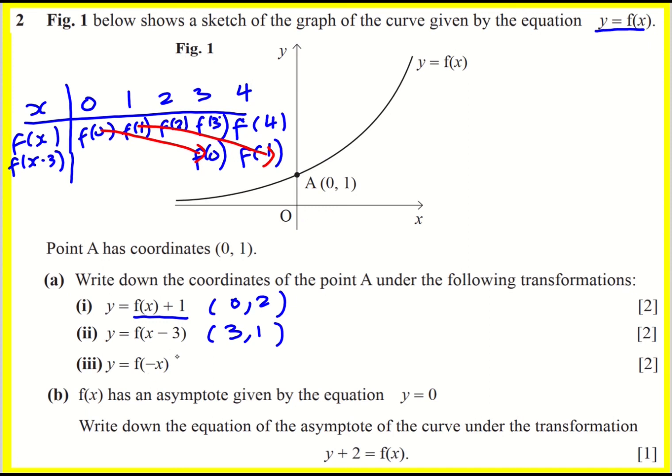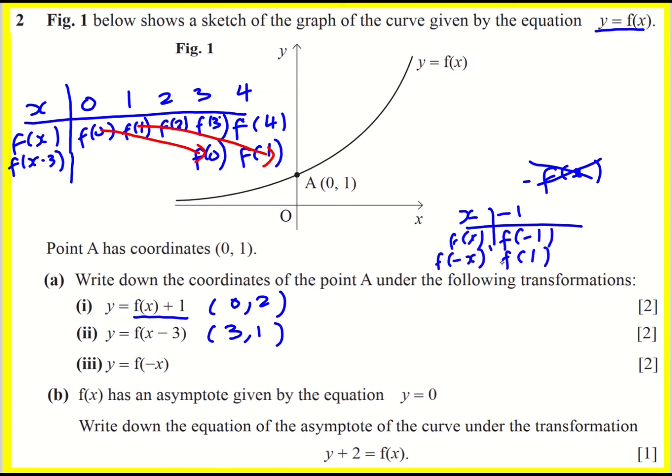y equals f of minus x. This is a reflection in the y-axis. Minus f of x is a reflection in the x-axis. Because now, if I had, say, x is equal to minus 1, then f of x would be f of minus 1, of course, but f of minus x would be f of 1. So you can see that the value at x equals minus 1 for my y equals f of minus x is now what I had when x was originally 1.